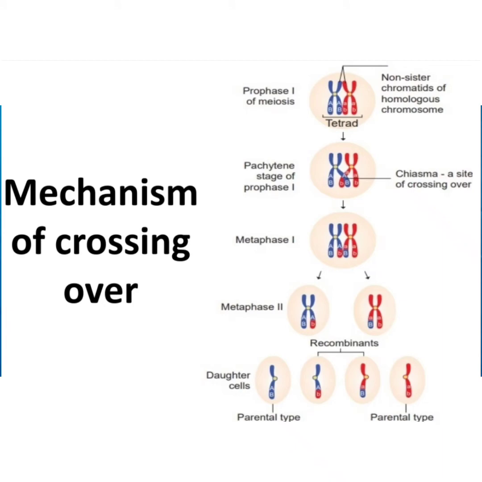In metaphase 1, there is slowly separation of the homologous chromosomes. In metaphase 2, the chromosomes are separated. What is the result? Two parental non-recombinant chromatids are formed and two non-parental recombinant chromatids are formed.